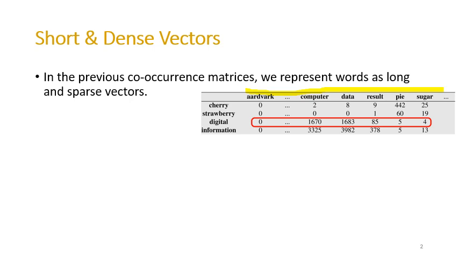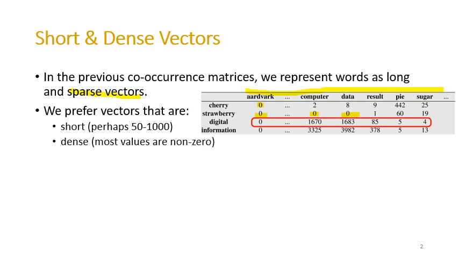However, in that long vector, you usually have a lot of zeros in it because a lot of words don't usually occur together. For example, cherry and aardvark never appear together in our data set, so the value is 0. And then you also have a lot of zeros, zeros, and zeros. So it's called a sparse vector.